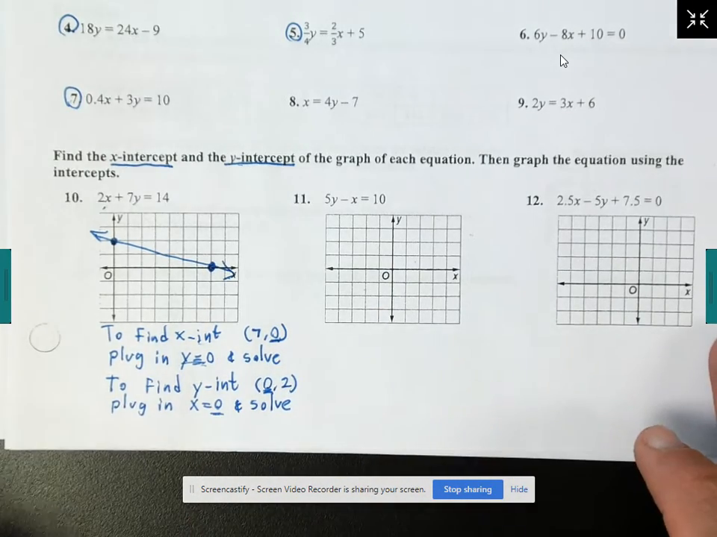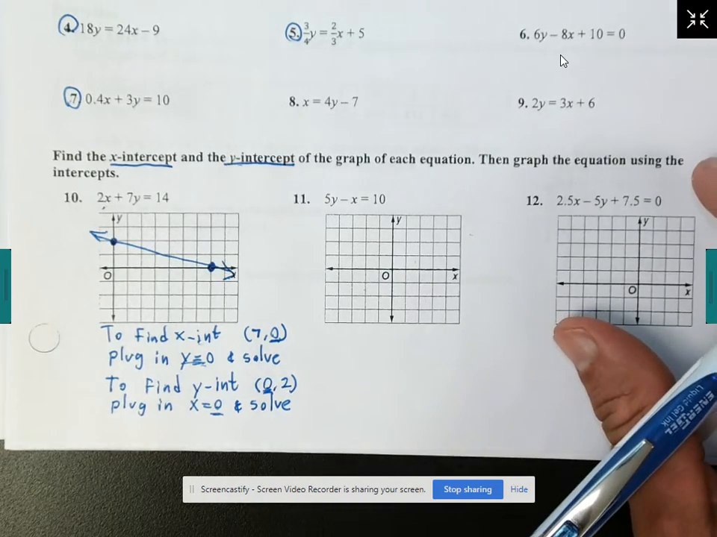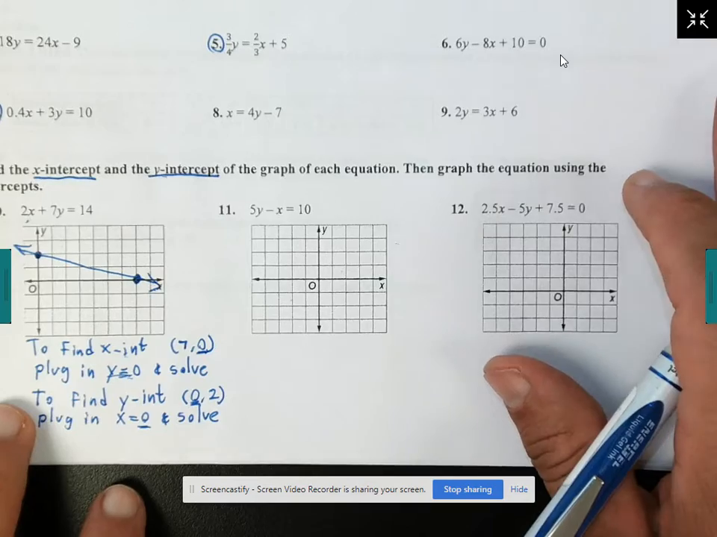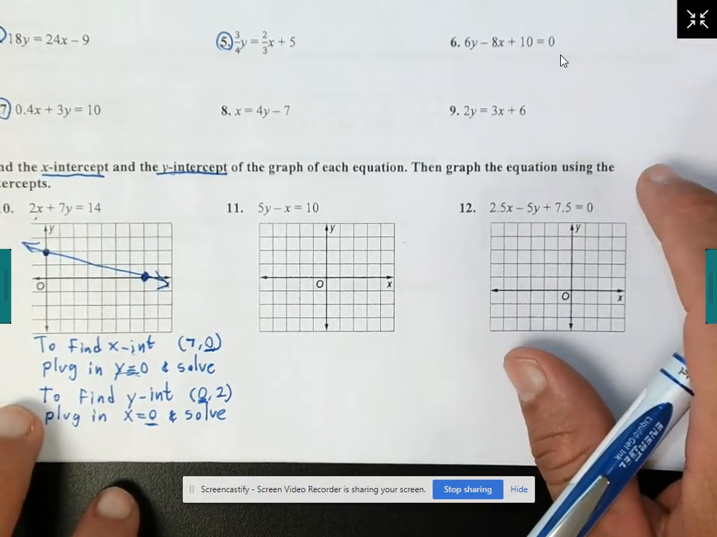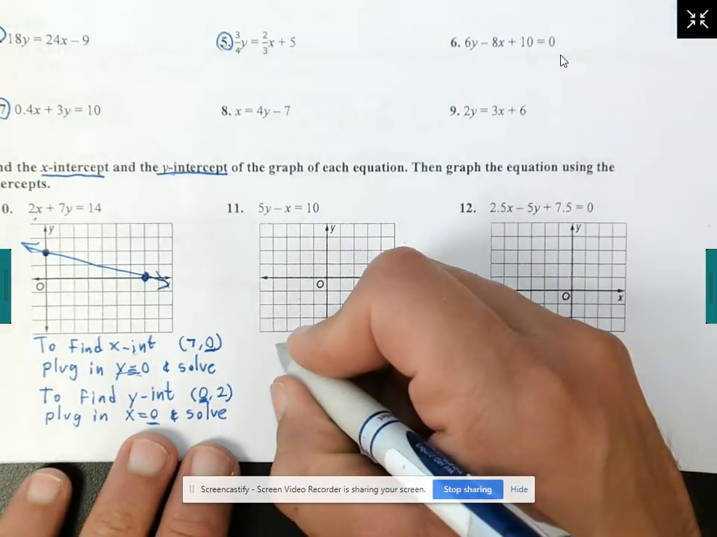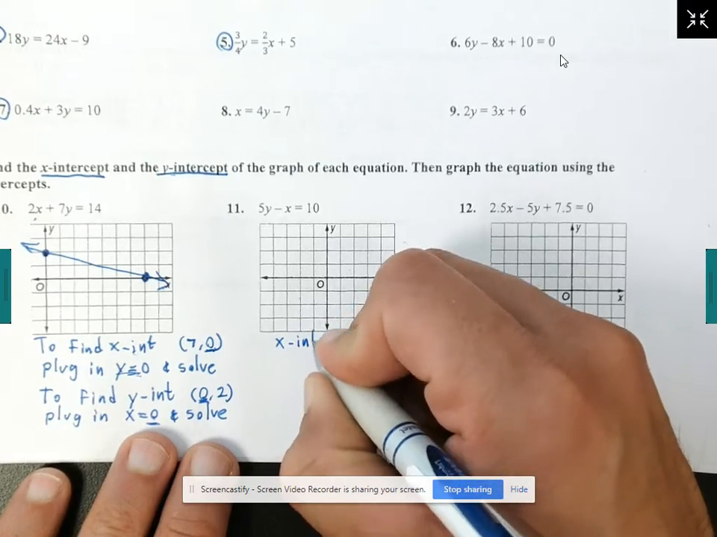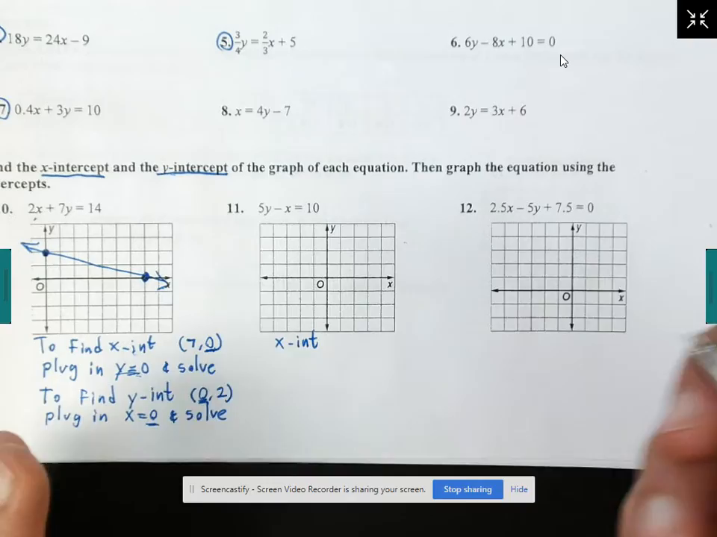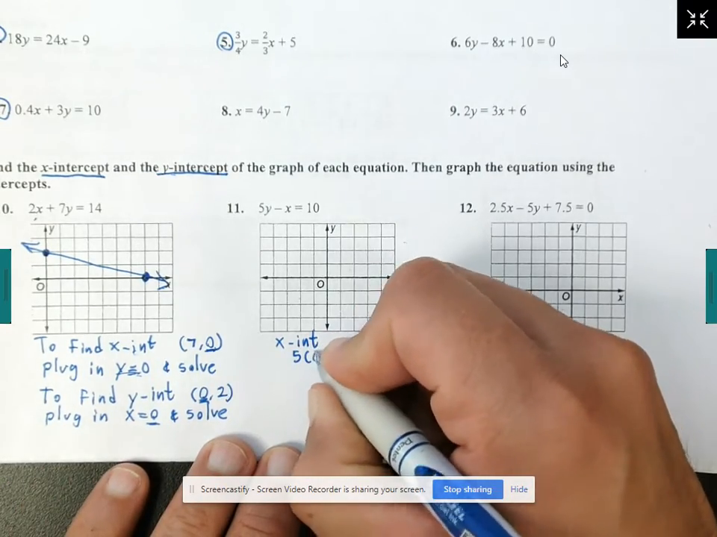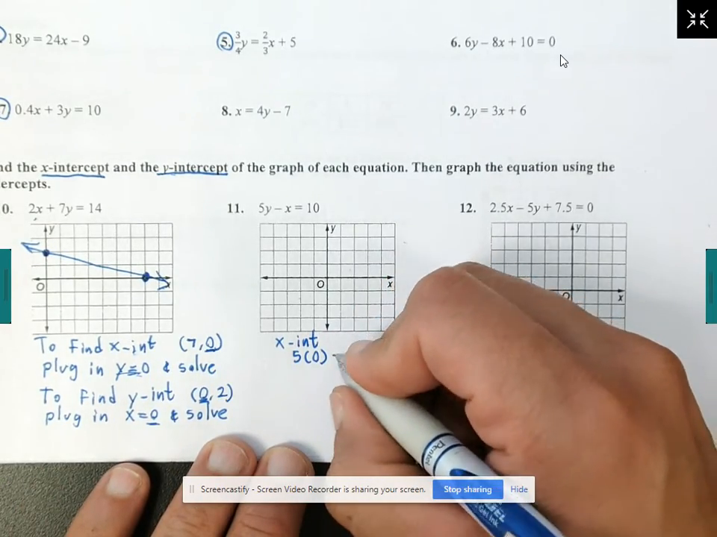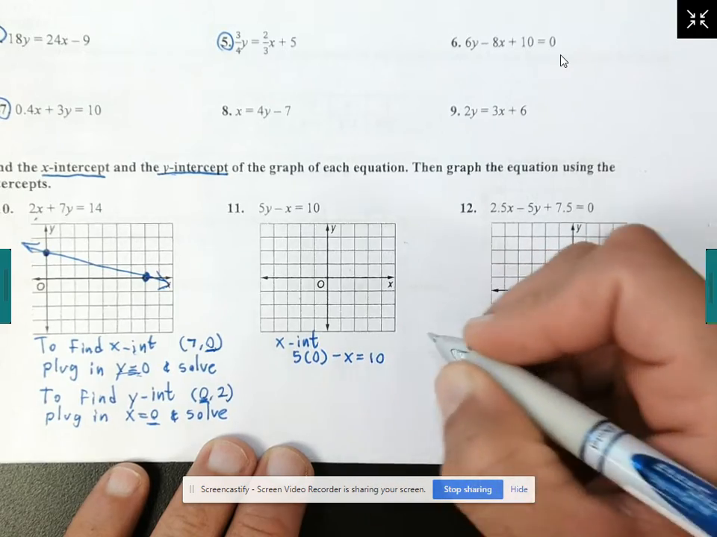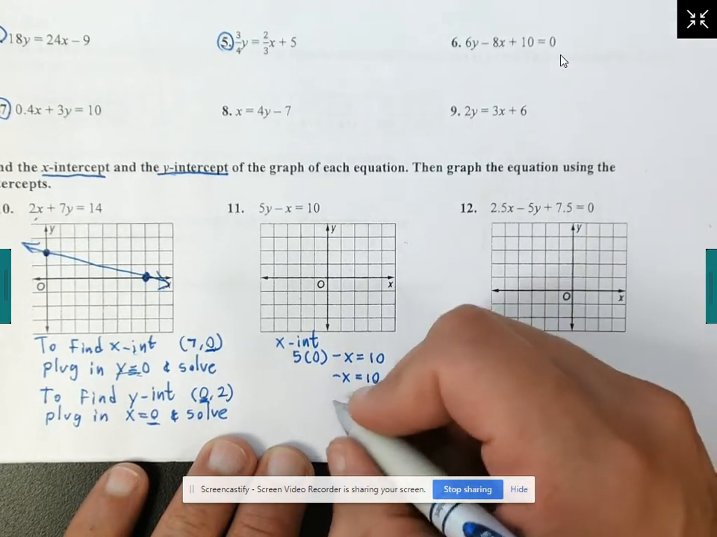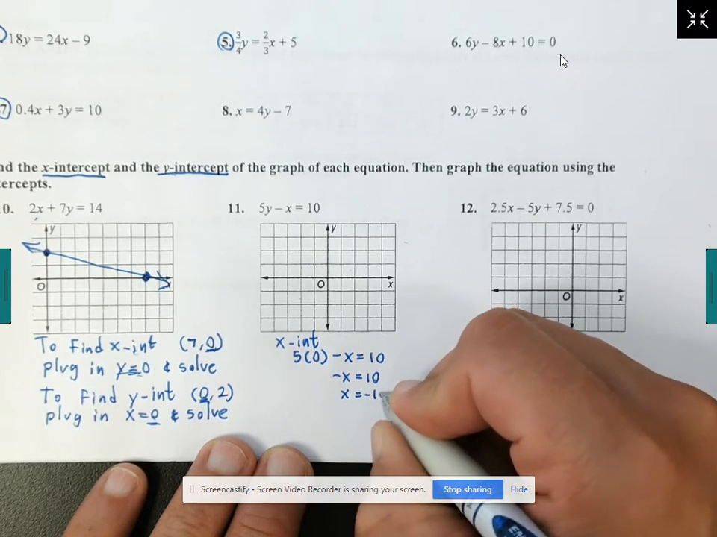All right, so let's do one here. Let's do number 11. Okay, so number 11, let's find my x-intercept. I'm going to plug in a 0 for y. So I'm actually going to write this down so you see what's going on. I'm going to plug in a 0 for y, and I am going to solve for this, which is x is equal to -10.